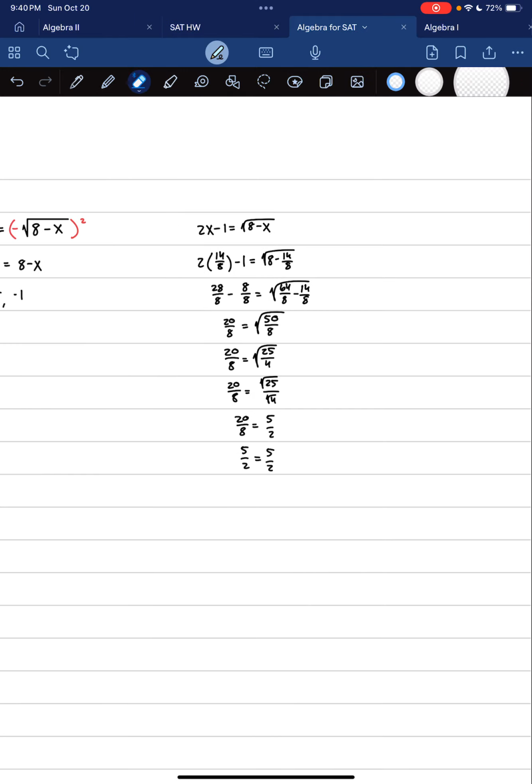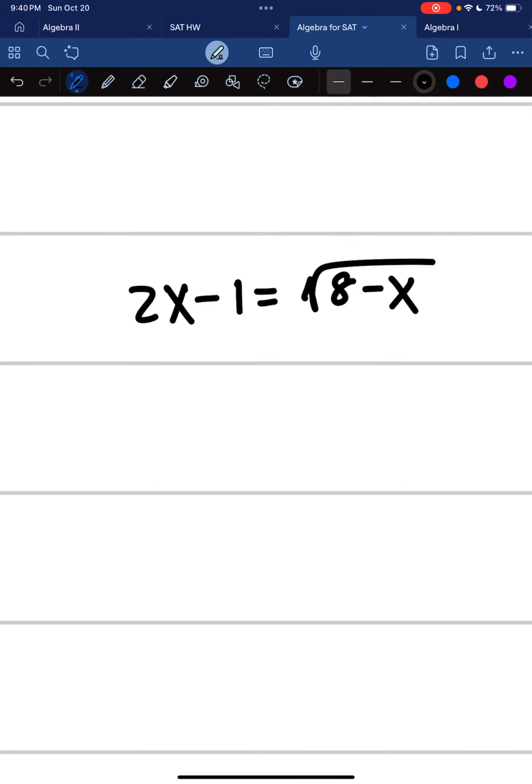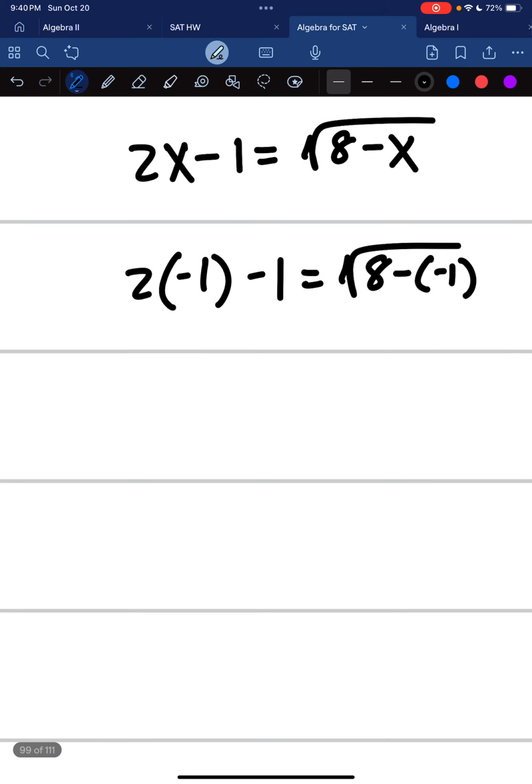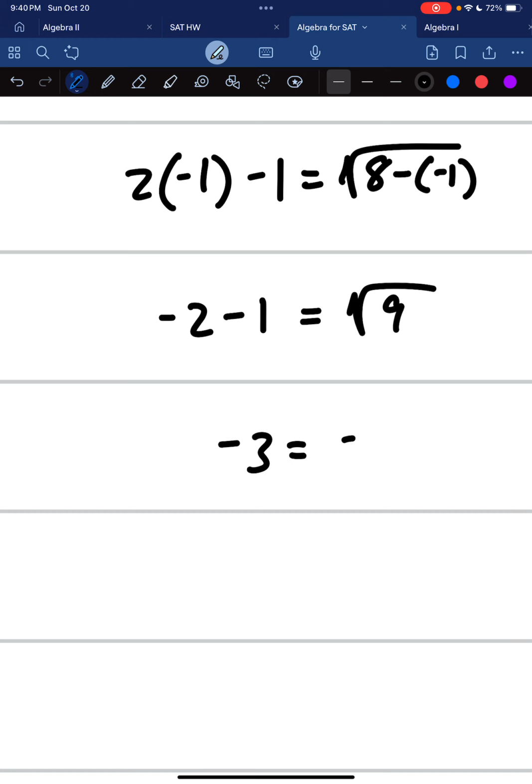Okay, now let's try the second solution, which was x equals negative 1. So I'm going to plug in x equals negative 1, and I get 2 times negative 1 minus 1 is equal to the square root of 8 minus negative 1. So now on the left side I end up with negative 2 minus 1 equals the square root of 9, or negative 3 equals 3, which we know is not correct, right?